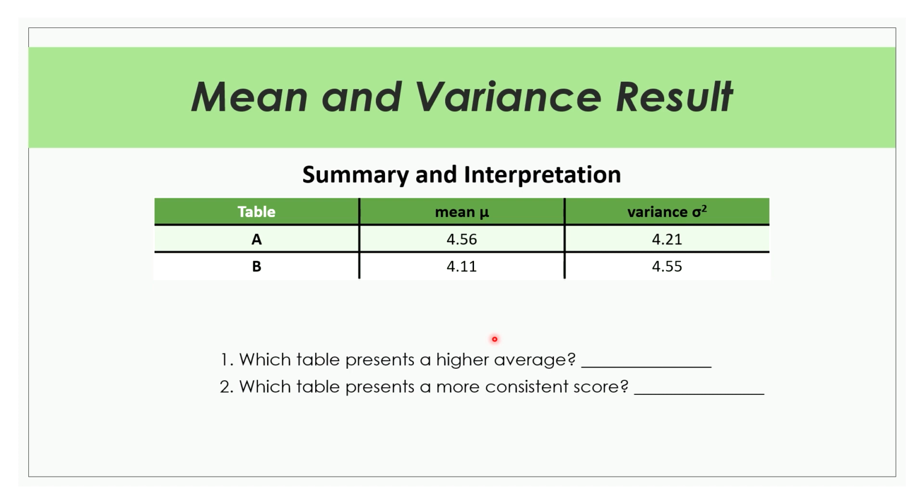So the answer on number 1 is table A, because based on our table of value, table A has an average of 4.56 compared to table B has an average of 4.11. And then the answer on question number 2 is also table A, because the variance of table A is only 4.21 while the table B has a variance of 4.55.